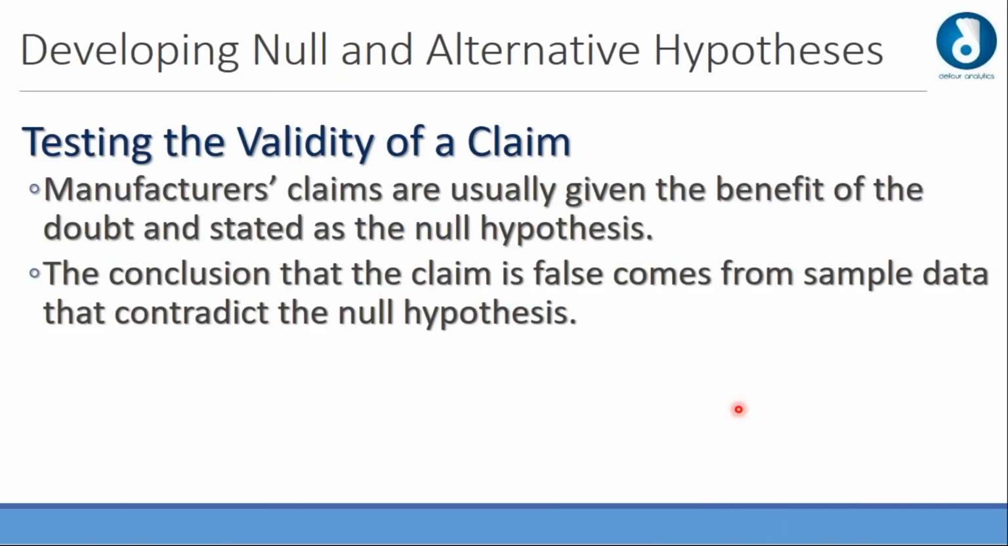There is another type of hypothesis where we validate the claim of any manufacturer. In this case, manufacturer claims are usually given the benefit of doubt, and they are stated as the null hypothesis. For example, if a manufacturer claims, my can weighs not less than a particular amount, for example 100 ml, that would be my null hypothesis, and against that the alternate opposite hypothesis would be less than that.